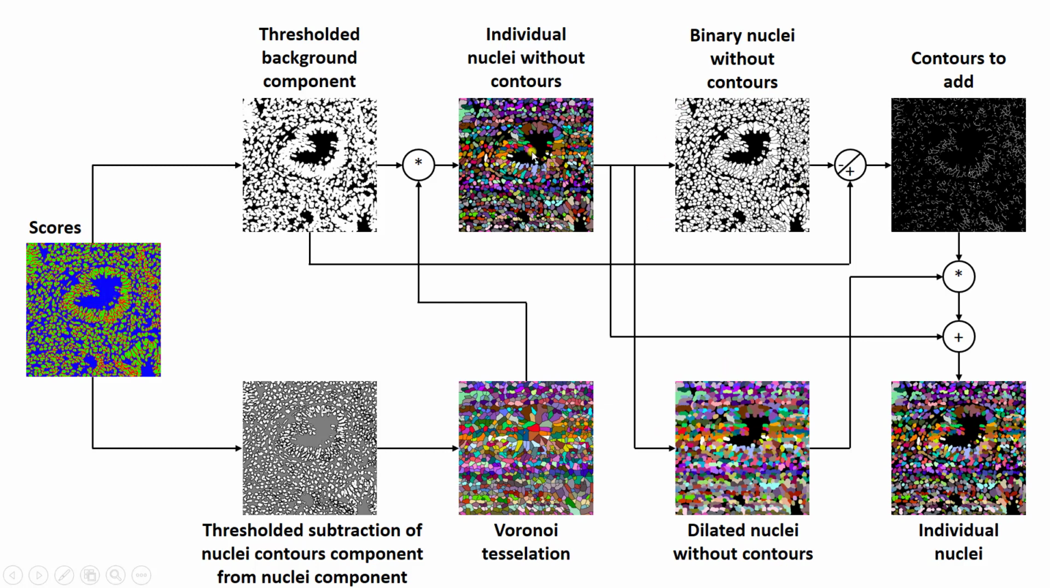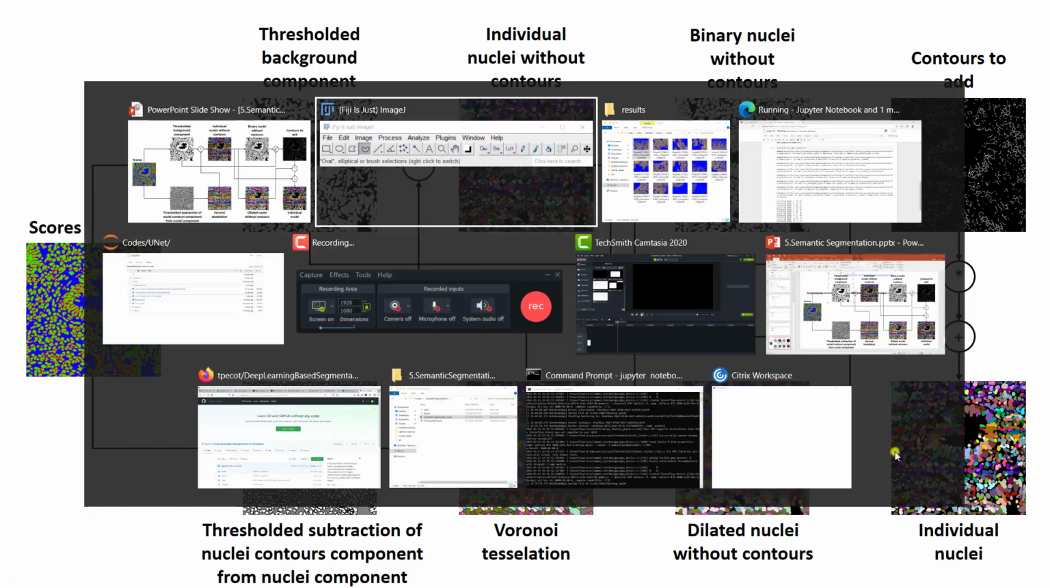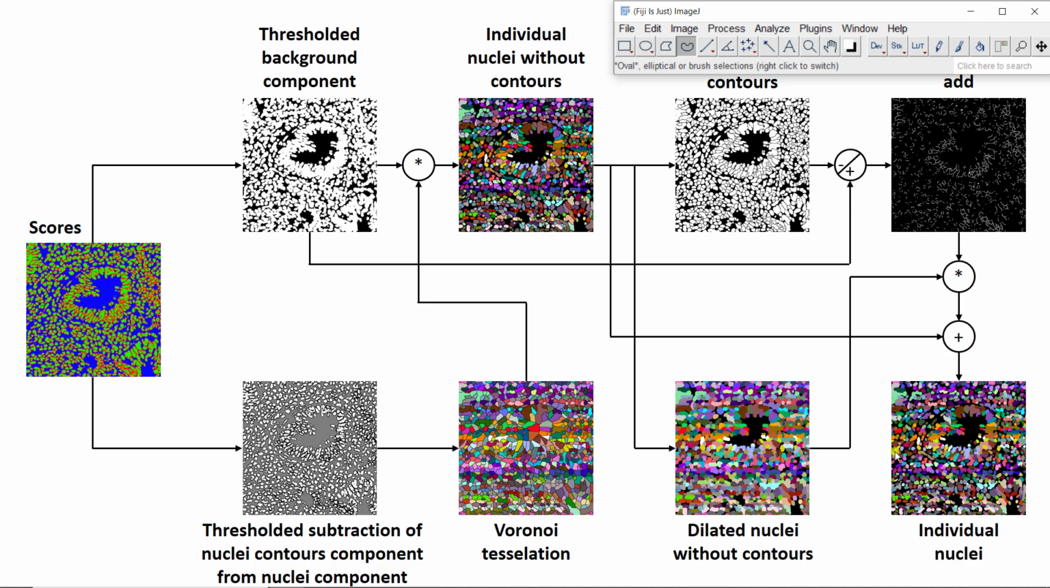If we binarize this, then by subtracting the binarization of this from the object component, we can extract the pixels we want to associate with nuclei. If we multiply them by the dilated nuclei and add what we had here, we finally get the final results. And I wrote an image chain macro.